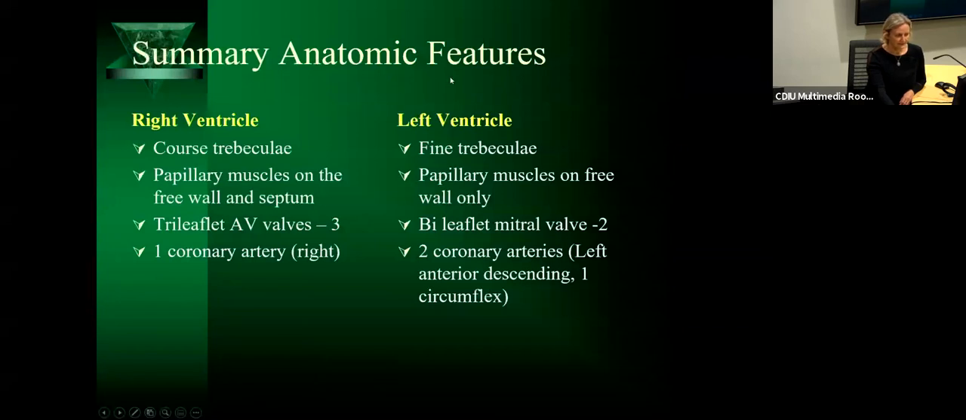So in summary of the anatomic features, we have the right ventricle with its coarse trabeculae, papillary muscle on the free wall and septum, trileaflet AV valve, and one coronary artery, the right coronary artery. On the left ventricle, we have fine trabeculae, papillary muscles on the free wall only, bileaflet mitral valve, and then 2 coronary arteries, the left main branching into the left anterior descending, and then the left circumflex around the side.